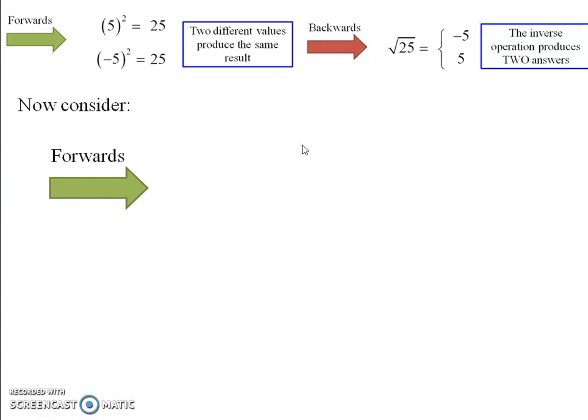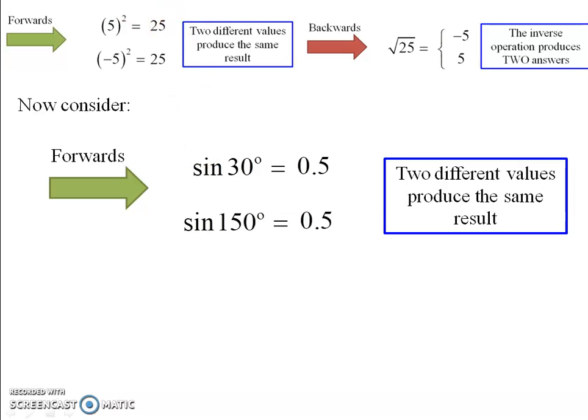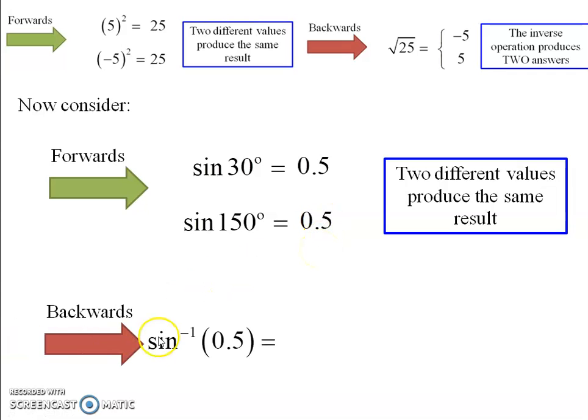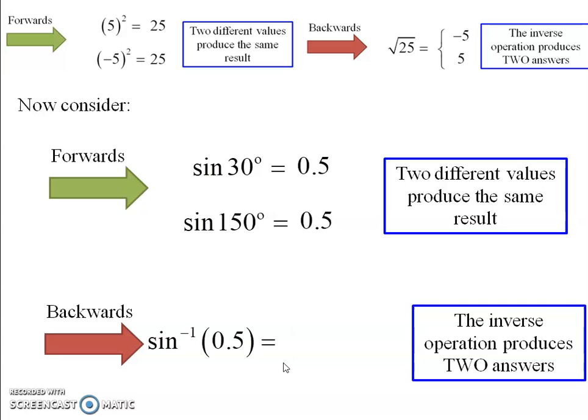Moving forwards, when I tried two different numbers, they had the same square. If I tried to take sine of 30 and sine of 150, those are both equal to 0.5. So this is the same idea: two different values, when I take the sine, are equal. That means that moving backwards, when I take the sine inverse of 0.5, there should be two answers. And in fact, there are. But just like the square root, your calculator will only tell you one. So you have to know that there's another one, and you have to know how to write it out.